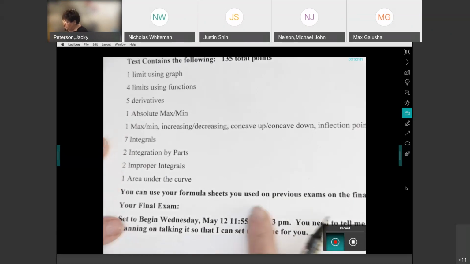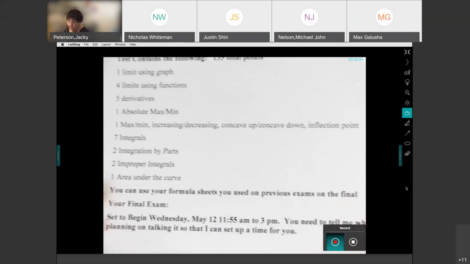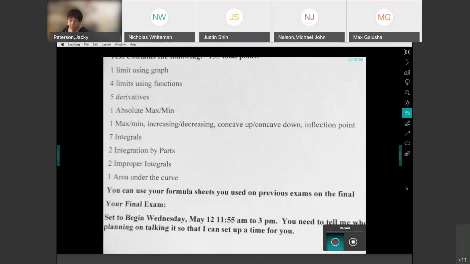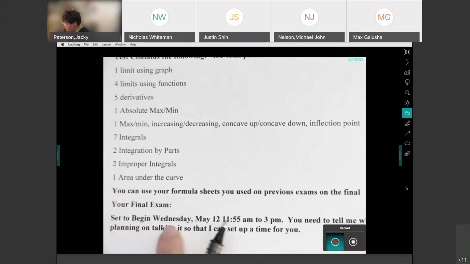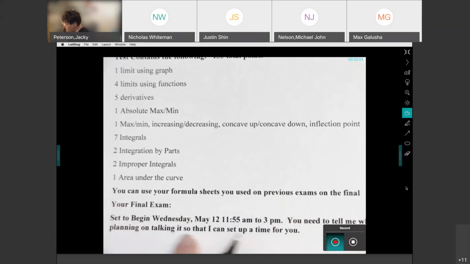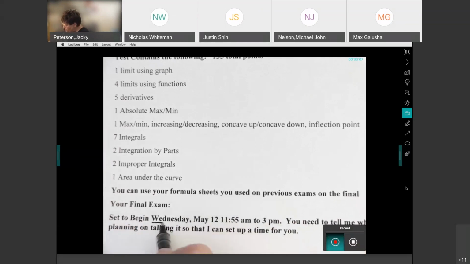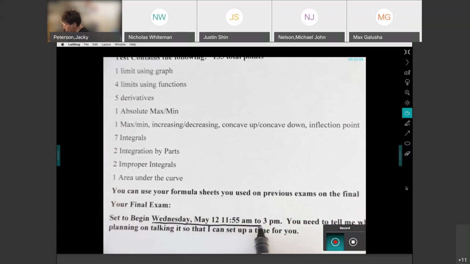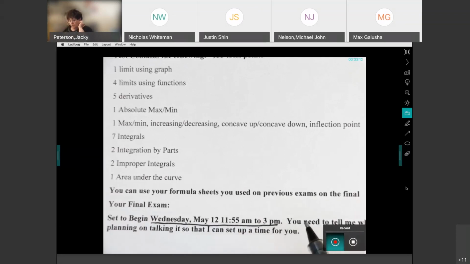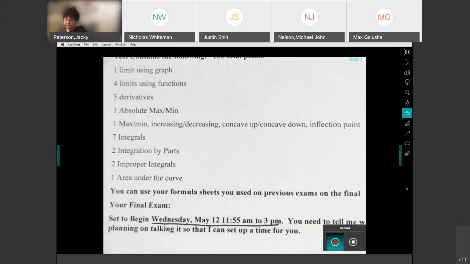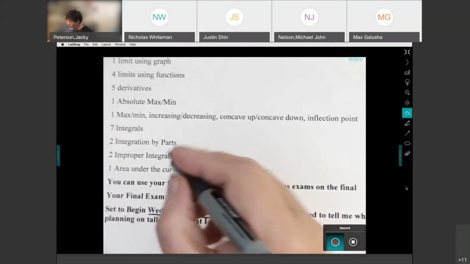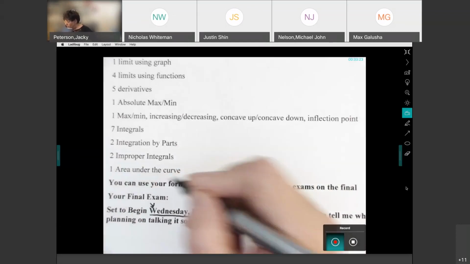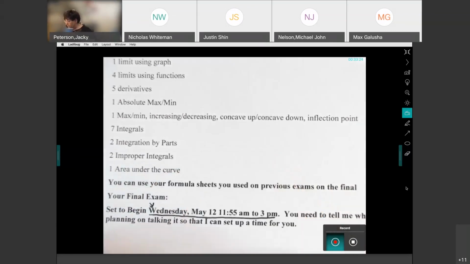You can use your formula sheets that we've used on previous exams on the final. No reason why you can't. Most of you don't need them at this point. I'm setting up the first final, and I'm going to reword this, for Wednesday the 12th from 11:55 to 3, because some people need to take it then because they're going out of town. So they want to take it Wednesday. So the first final will not be available. Well, I can make it available before that.